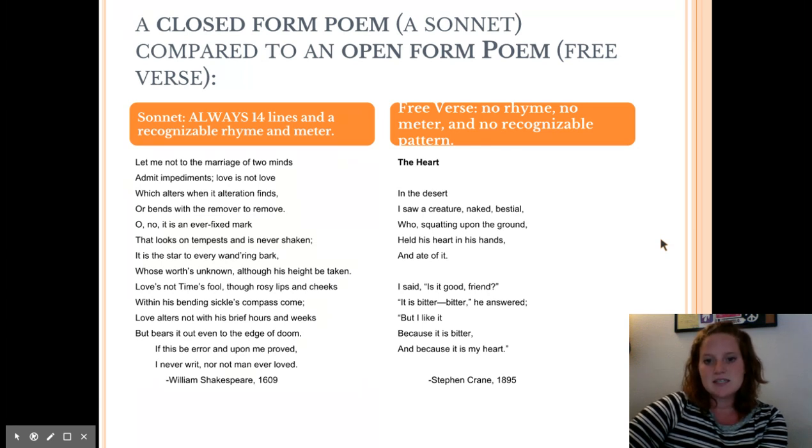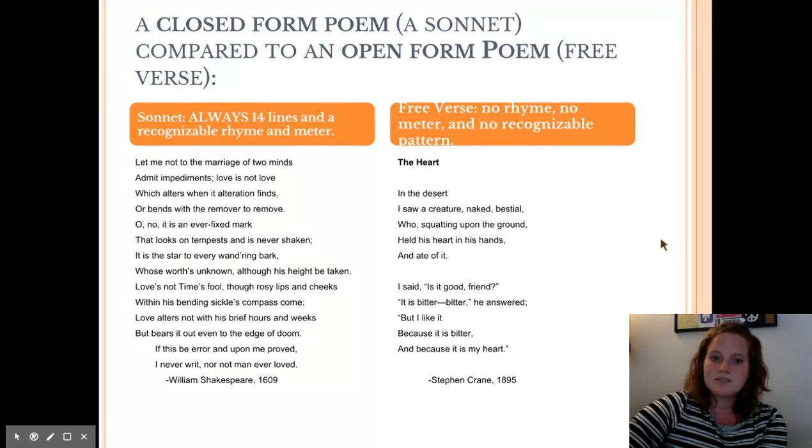In the desert I saw a creature, naked, bestial, who, squatting upon the ground, held his heart in his hands and ate of it. I said, 'Is it good, friend?' 'It is bitter, bitter,' he answered. 'But I like it because it is bitter and because it is my heart.'